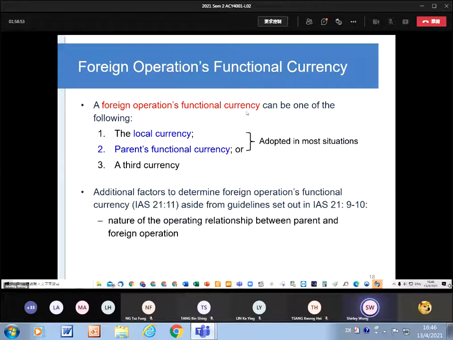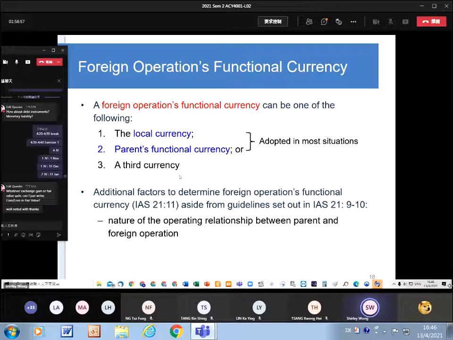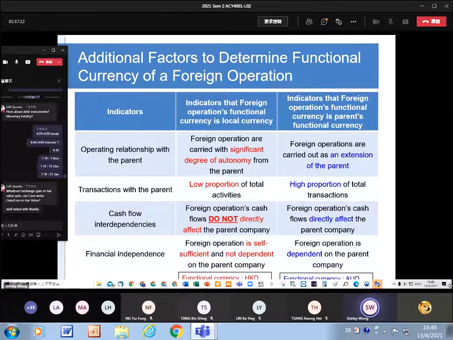So in slide 18, we are talking about foreign operations. If you are the foreign operation, you need to determine your functional currency. When you determine your functional currency, you usually use the local currency or the parent's functional currency. Now we are going to look at two cases. So let me tell you from the angle of foreign operation how to determine functional currency.